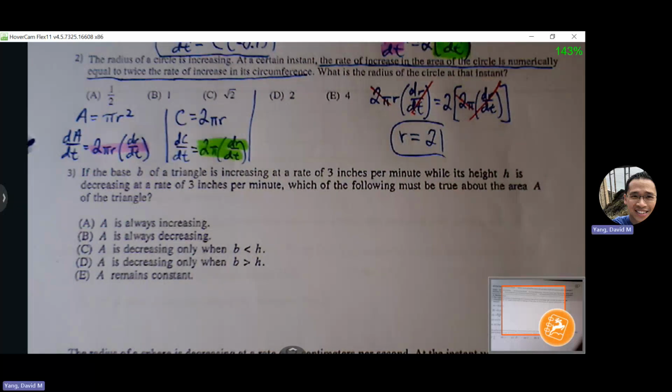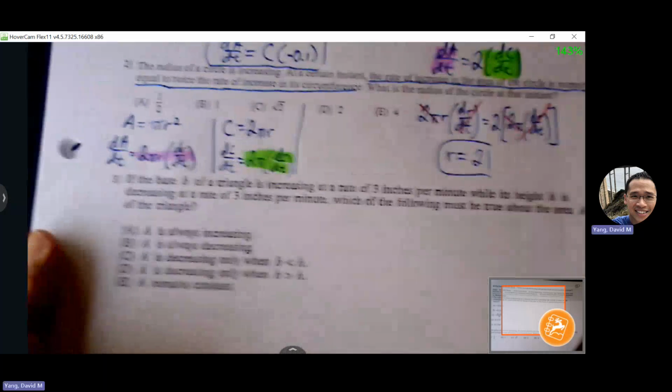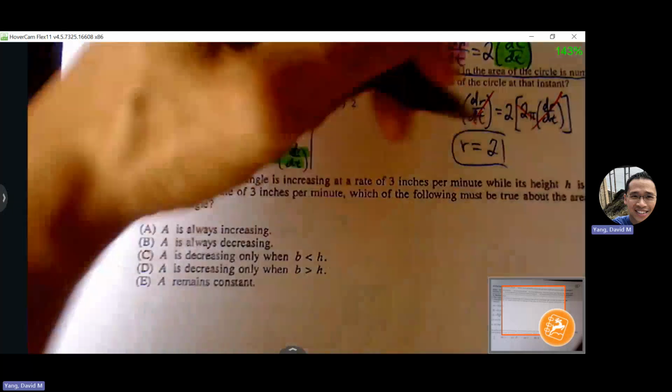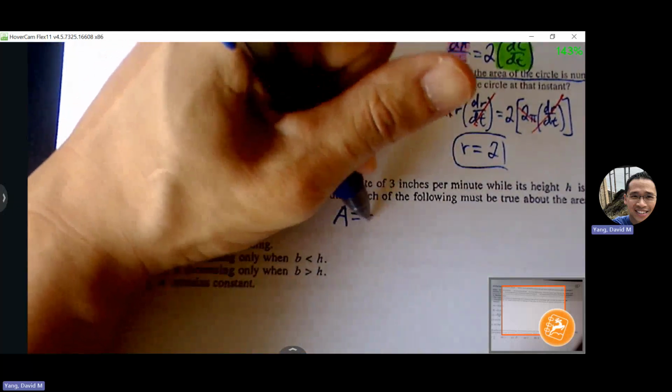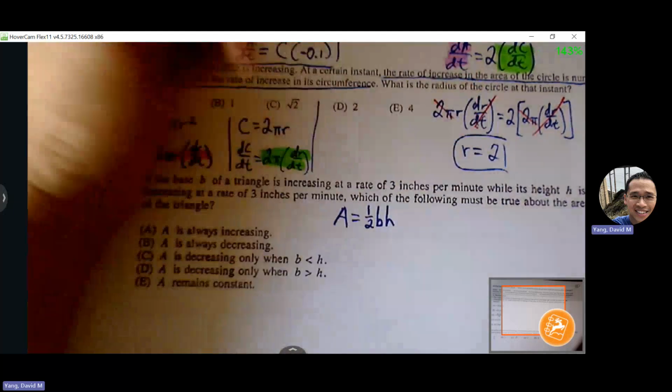All right, number 3. If the base is increasing at a rate of 3 inches per minute while its height is increasing at a rate of 3 inches per minute, which of the following must be true about the area of the triangle? So we know this is related rates because we see a bunch of time references. So we know that this is dealing with the area of a triangle. What's the area of a triangle? What's that formula going to be? Okay, so I'm going to say 1/2 base times height.